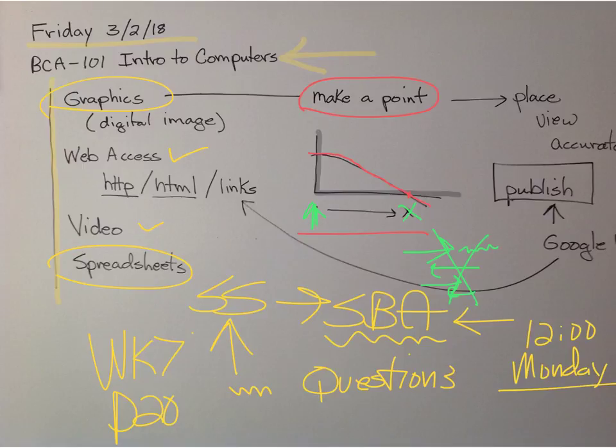But just the concept of using a graph to represent a bunch of numbers sometimes helps people see the point of view much better than just looking at the numbers. And then we talked a little bit about whether it's graphics or images, where you place them, how people view them, and how accurate they are, because nowadays they can be edited.